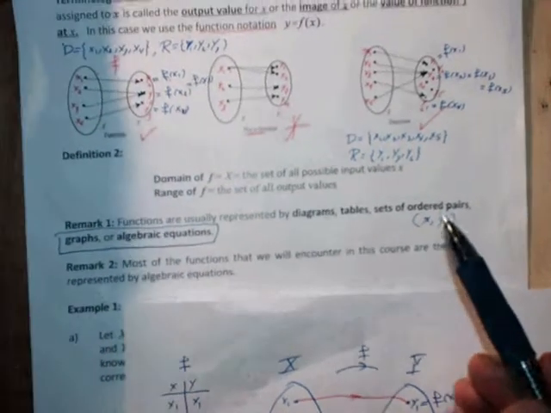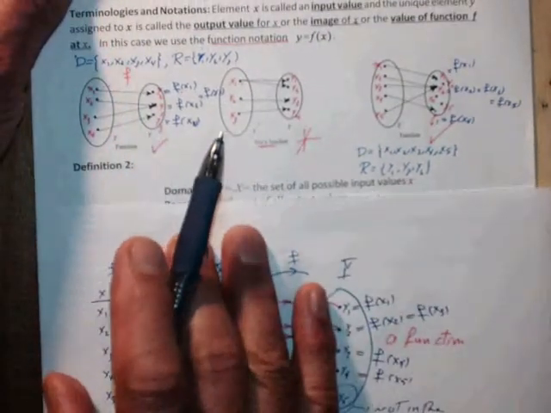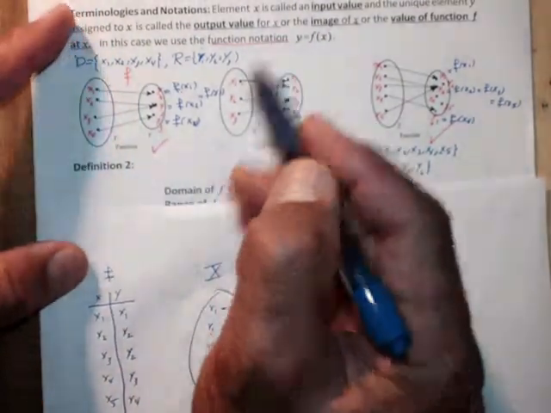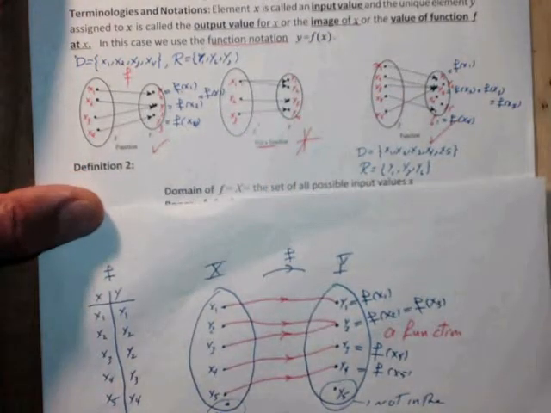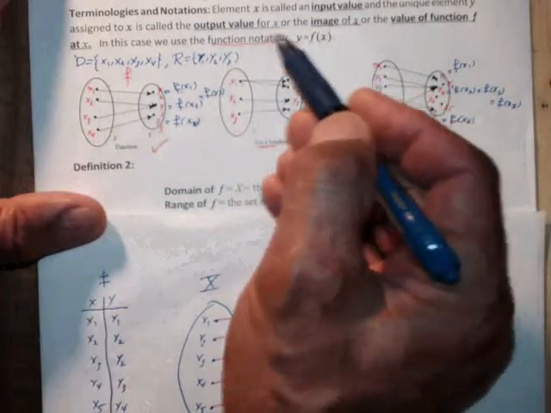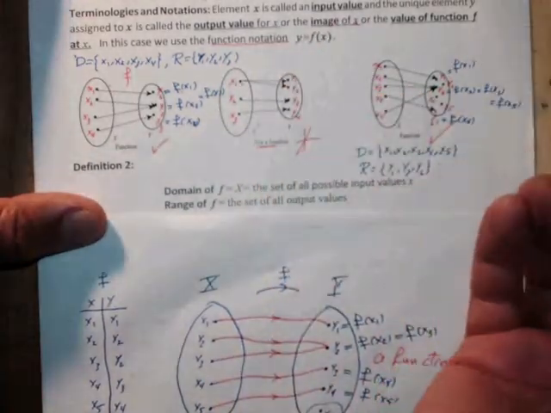I guess maybe I forgot to mention something. Let me do that first before I continue. The x values are referred to as the input. I think I said that. And y values are referred to as the output. So a function basically says each input has a unique output.